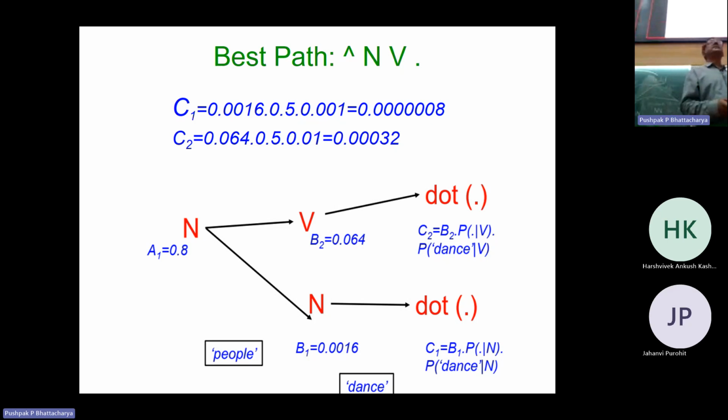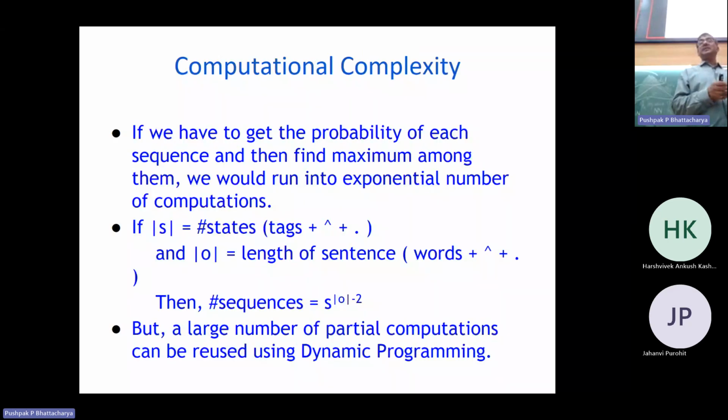So sit down with the slides. You will see that the calculations are quite easy to follow as long as you are clear about the theory, which is product of probabilities based on Markov assumption and chain rule. So computational complexity. If we have to get the probability of each sequence and then find the maximum amongst them, we would run into an exponential number of computations. If S is the number of states, that is the number of tags plus hat and dot, and O is the length of the sequence which is given, the words, then the number of sequences is S to the power O.